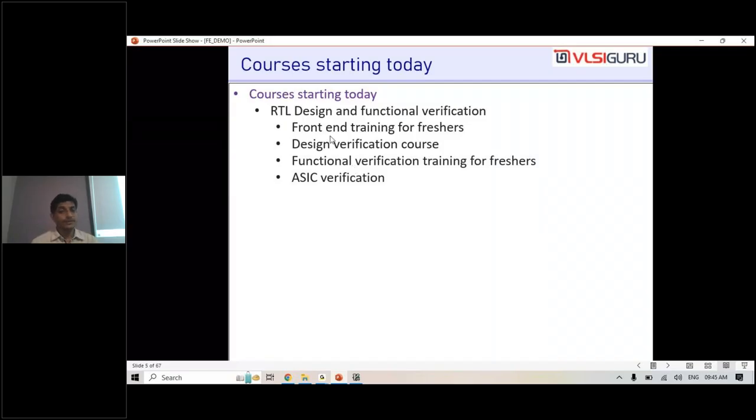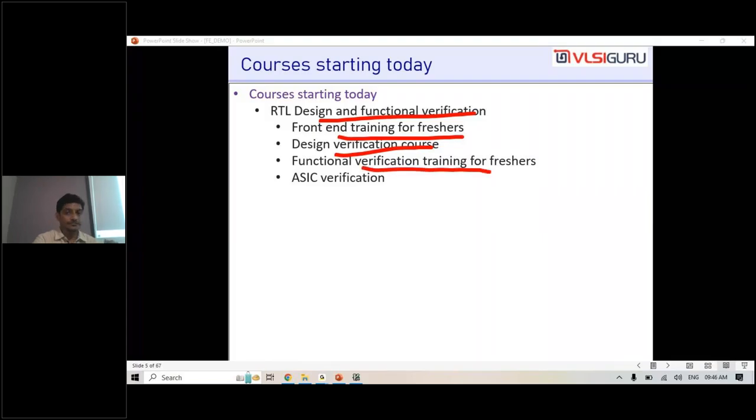The course we'll be doing is the same as what we call the RTL design and functional verification course. It is exactly the same as front end training for freshers, design verification course, functional verification training for freshers, or ASIC verification. All these five are referring to the same course. Someone asks me I want a design verification course, someone will ask me I want a front end domain course. Both are the same.